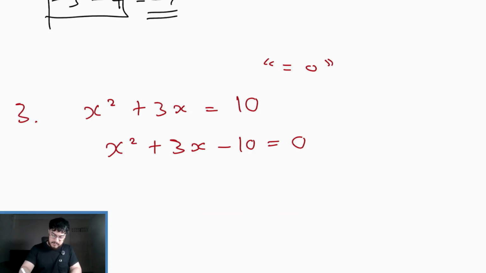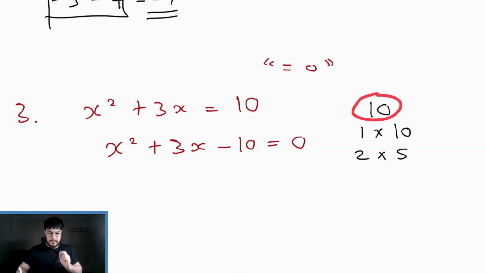Now we do our factorization. So we need to get two numbers that multiply to make 10, but add together to make 3. So we have 1 times 10, 2 times 5, and nothing else. Now remember, we never forget about the negative signs. I'm just getting the factors of 10, but we need to make sure we multiply to make minus 10 and add together to make positive 3.